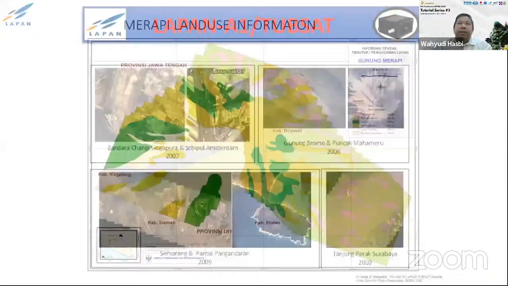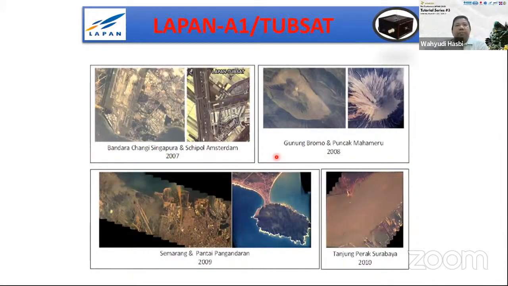Okay, and then this is another image of our first satellite. We can get many images of cities in the world because you have a satellite, so you can take images in any country in the world, right? So there is no regulation that can stop you from taking an image in any other country or area in the world. Like here, we take an image of Singapore and Amsterdam, and of course our Bromo Mountain, Mahameru Mountain, and also the city of Semarang, and also Surabaya before the bridge is finished.